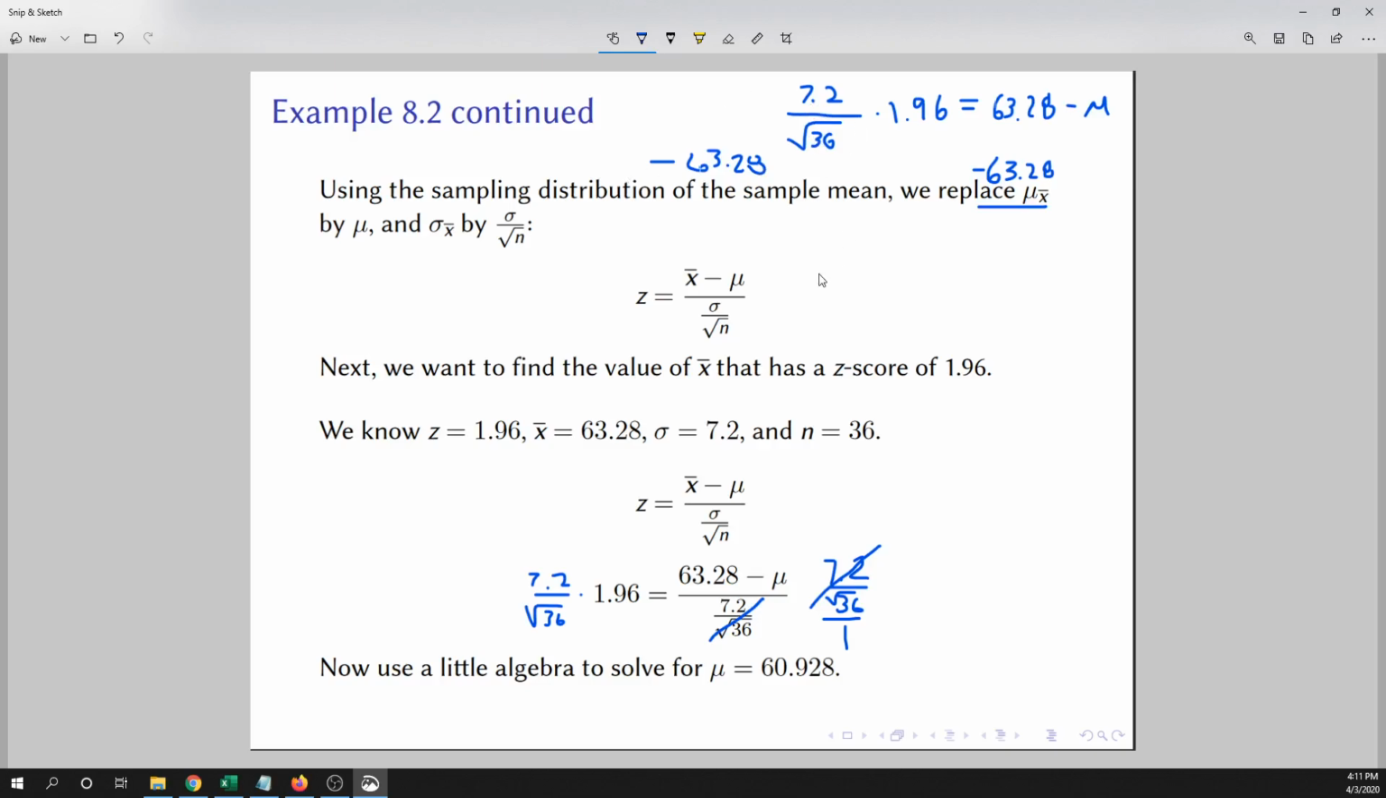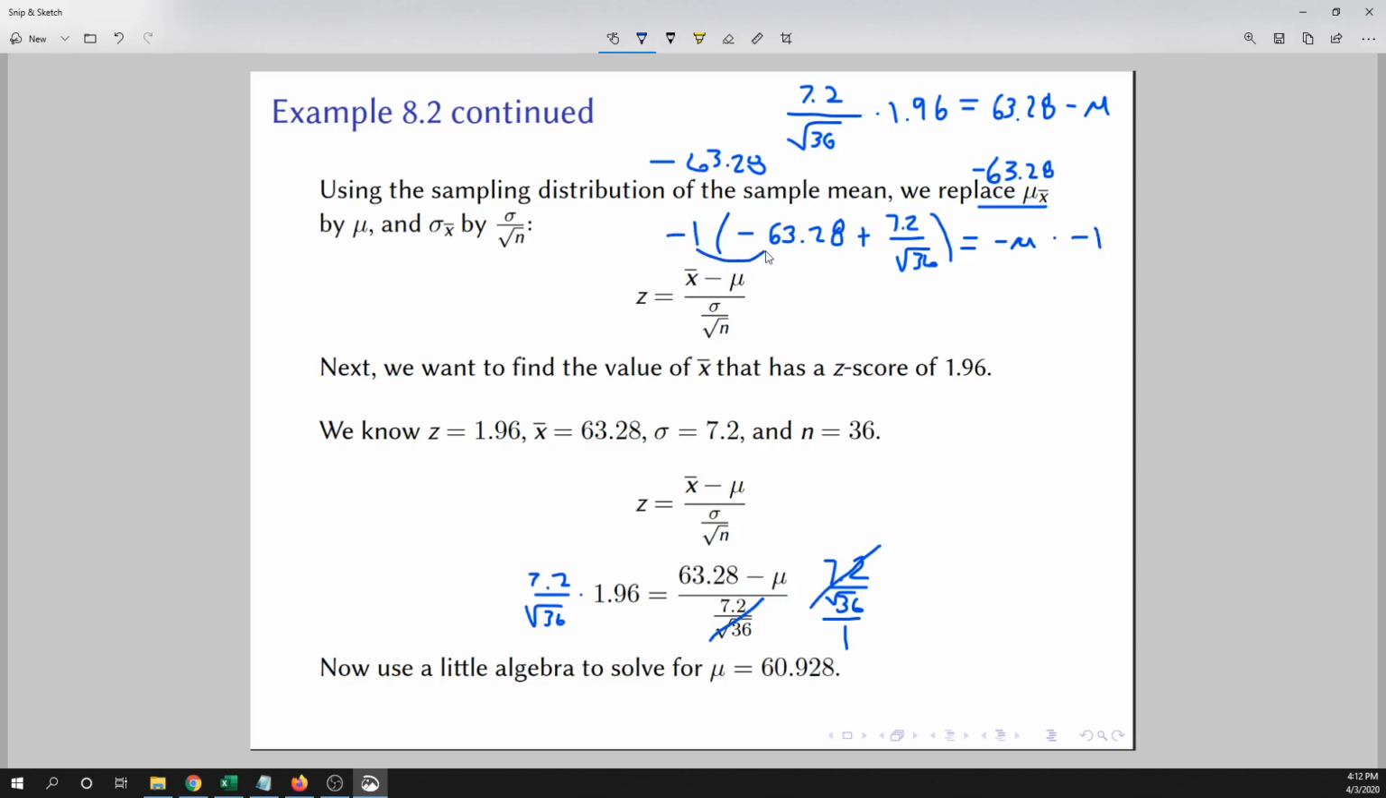So over on the left side, I would get minus 63.28 plus 7.2 divided by square root 36. That equals minus mu. All right, because on this side, the 63.28s cancel each other out. So next, I want to solve for mu, right, not minus mu. So I would multiply everything by minus 1 on both sides.